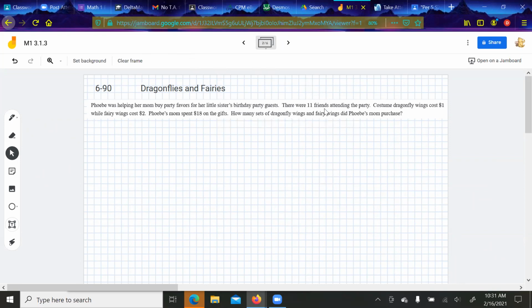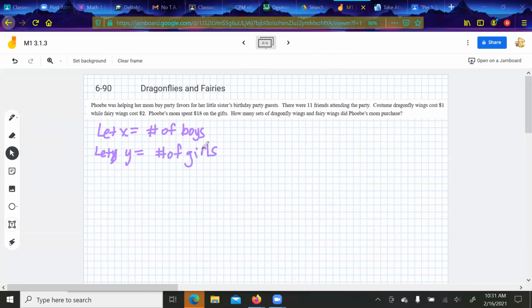11, right? And some of them are girls and some of them are boys. So let's define our variables. Let X equal, or we could use B, but I'm just going to use X. So let X equal the number of boys, and let Y equal the number of girls.